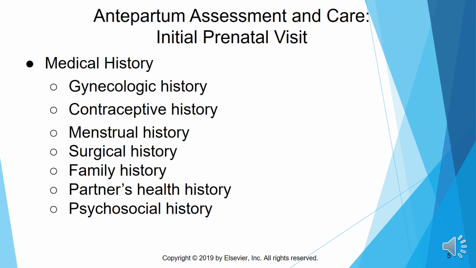What is involved in the medical history is just a big long list. We really focus on the obstetrical side of things, the gynecological side of things, as more of a focused history, and we take everything into account. So their contraceptive history, their menstrual history, surgical history, family history, anything with their partner's health history that would come into play, and of course a psychosocial history. I don't go into detail about all of these, but as you can imagine, anything that is in this patient's history is going to potentially impact the pregnancy. So we would want to do a thorough patient interview to gather all of this data.